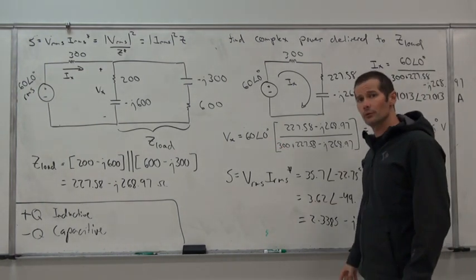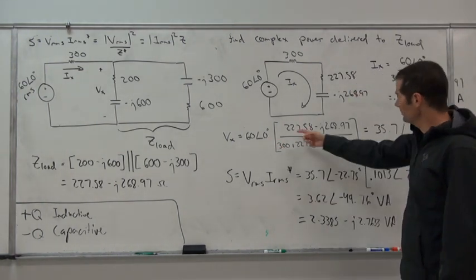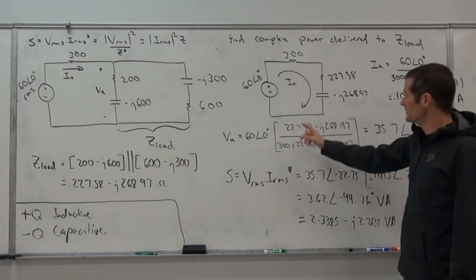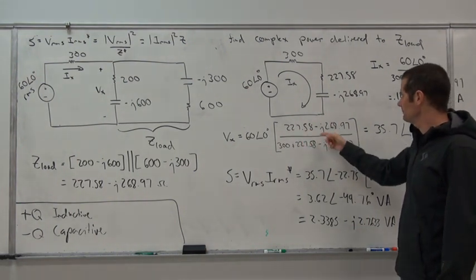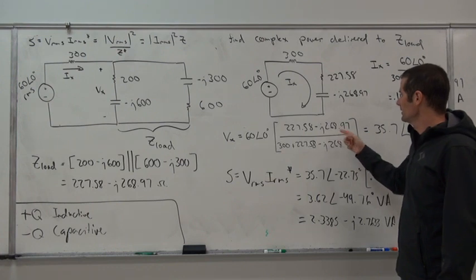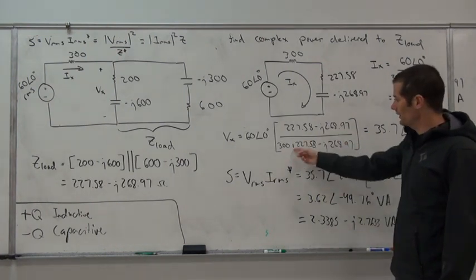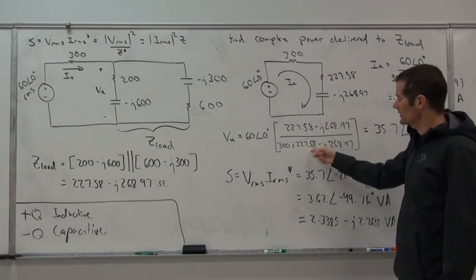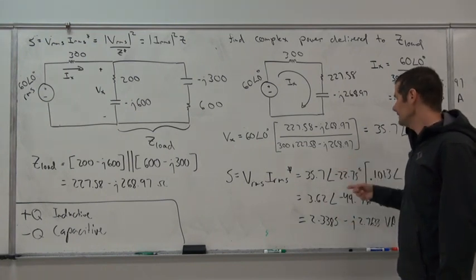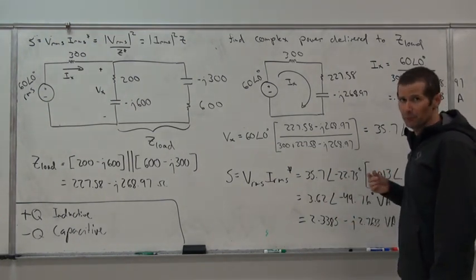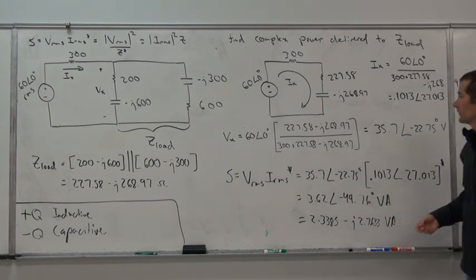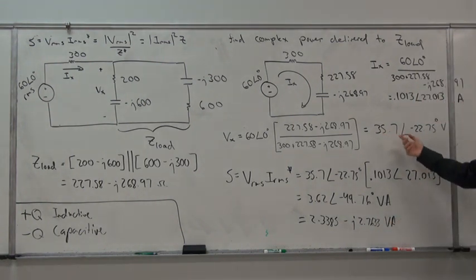60 at an angle of 0 degrees, multiplied by the equivalent impedance, 227.58 minus j268.97, over 300 plus 227.58 minus j268.97. And that comes out to give us a value of 35.7 at an angle of negative 22.75 degrees.